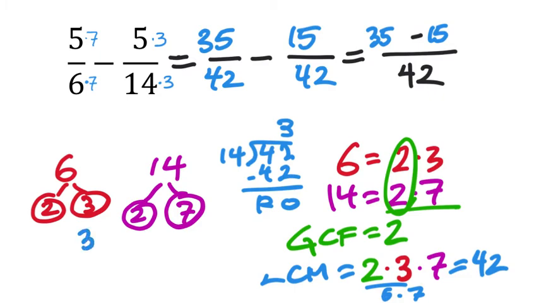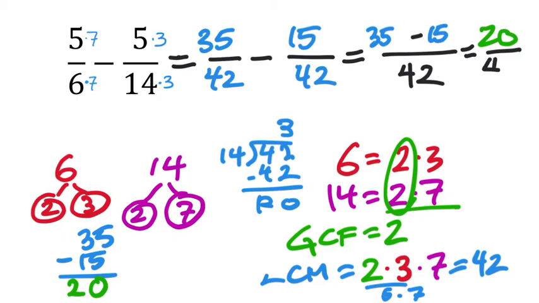So in the numerator, I have 35 minus 15. Let's go and stack this and subtract. I'll use a different color, I guess. Green. 5 minus 5 is 0. 3 minus 1 is 2. So 35 minus 15 is 20. And that would be my new numerator. All over 42, by the way.